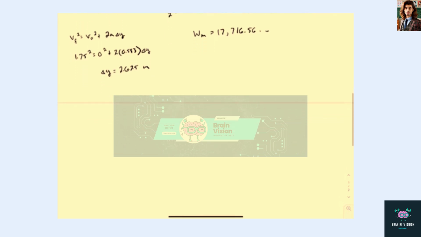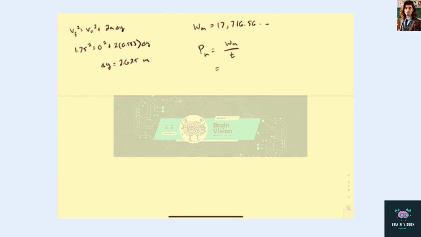Because now we're just going to divide by the time to get the power. So the power from the motor is the work divided by time. So we'll take this 17,716 divided by 3 seconds. We get the power is 5,905.52, and we're in joules per second, which is watts. This is in joules.